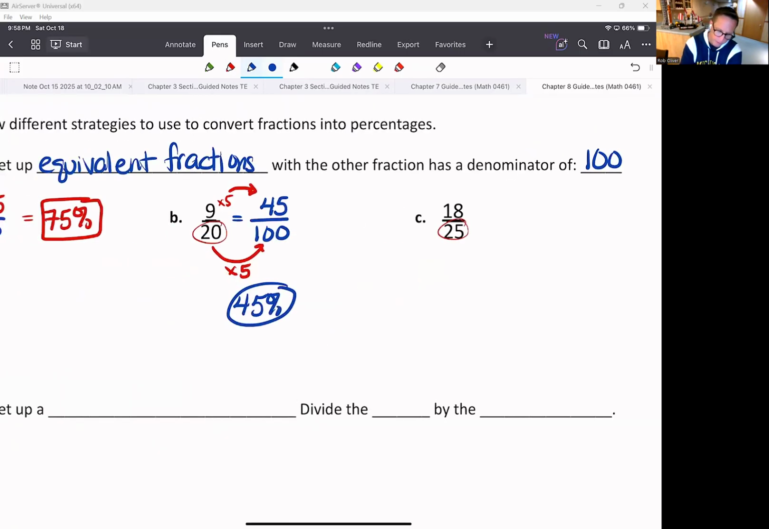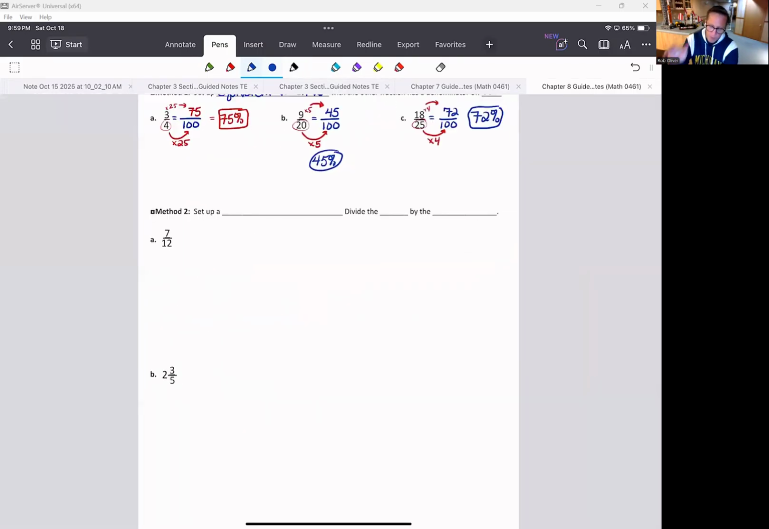And then the third example here, we can just make this out of 100. So you're multiplying 25 times 4. So 18 times 4 is 72. So that's 72%. Like I said, those are nice ways to do it if the denominator is one of those compatible numbers that goes into 100 nicely.